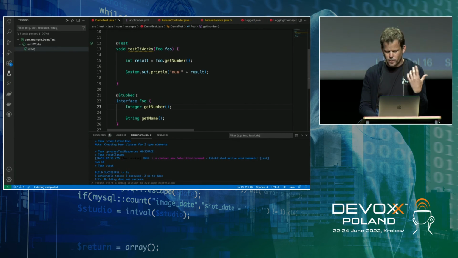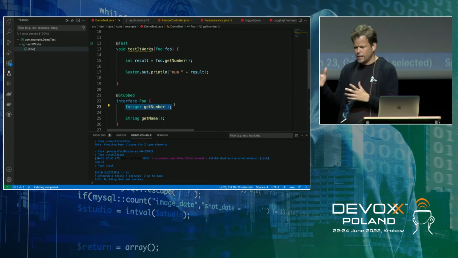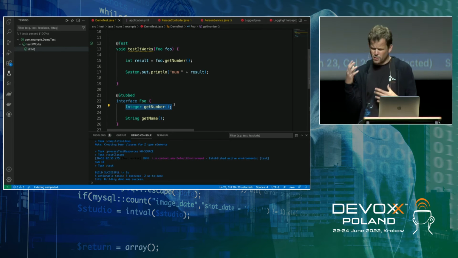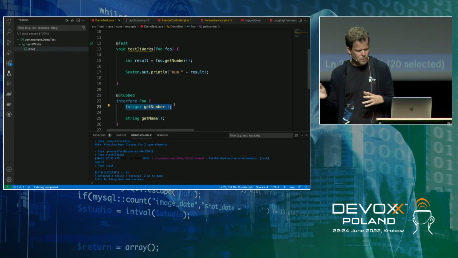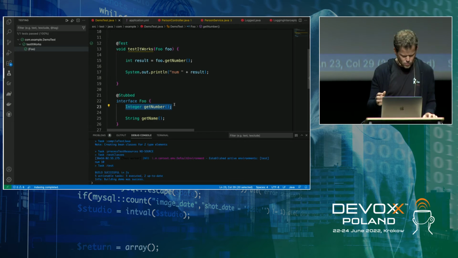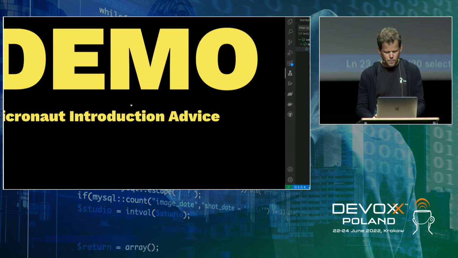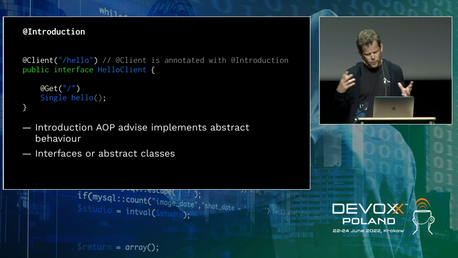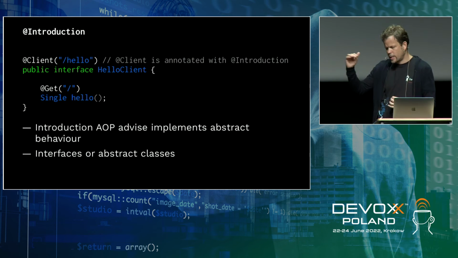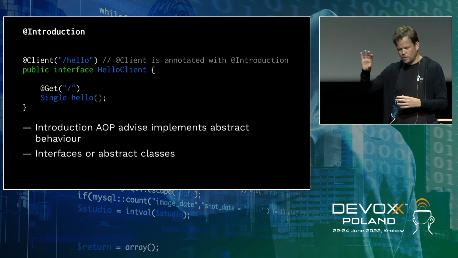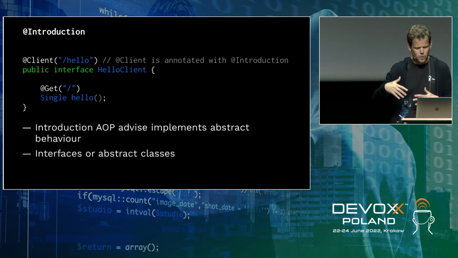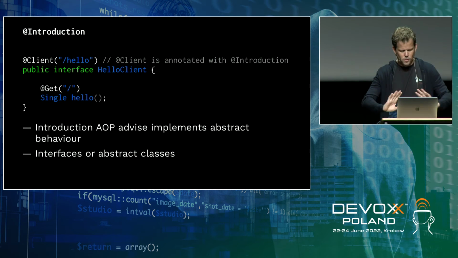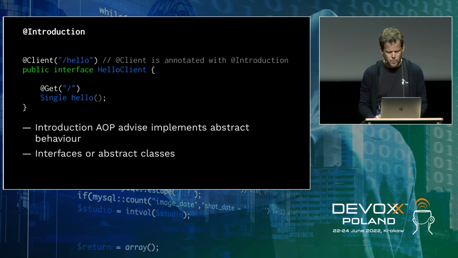So the difference between introduction advice and around is basically this is providing an implementation to abstract behavior. And that's basically how a lot of Micronaut, things like the Micronaut HTTP client and so forth, work. For example, in the Micronaut HTTP client, you say @Client on an interface, and then it has various methods where you can make HTTP calls, and they're all implemented internally with these framework primitives that I'm showing you.